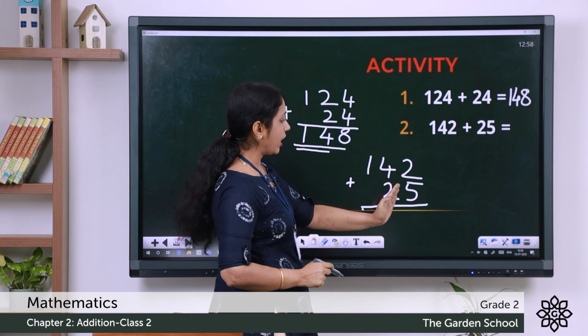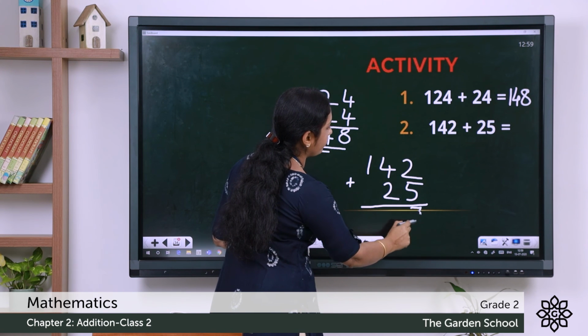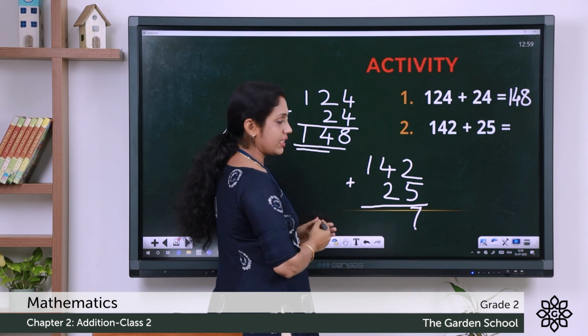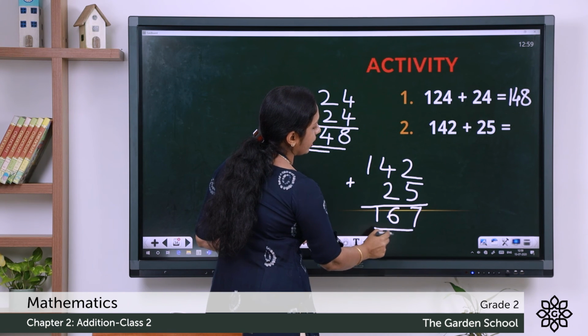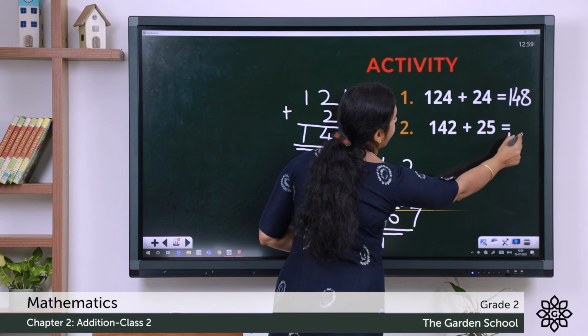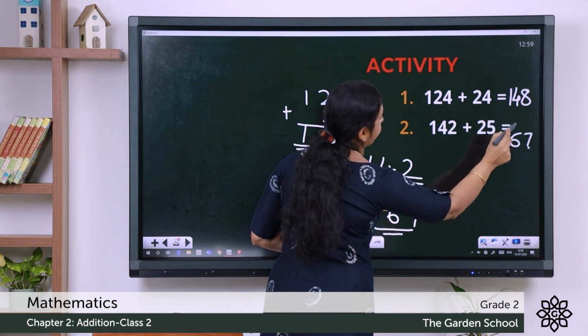Next question, 142 plus 25. 2 plus 5 is 7. 4 plus 2 is 6. And this one we write here, we get the answer 167.